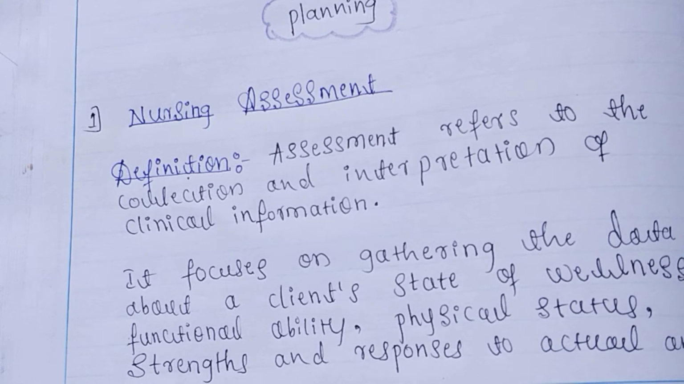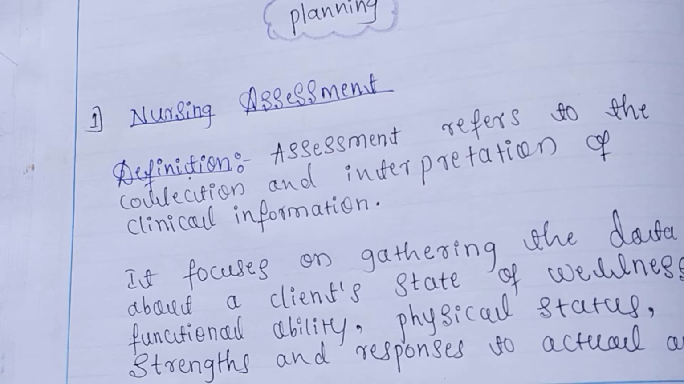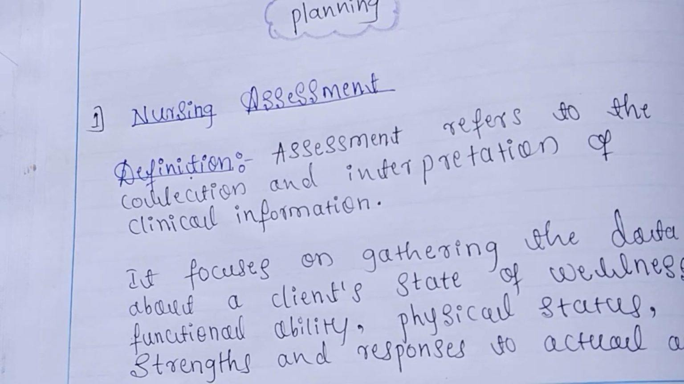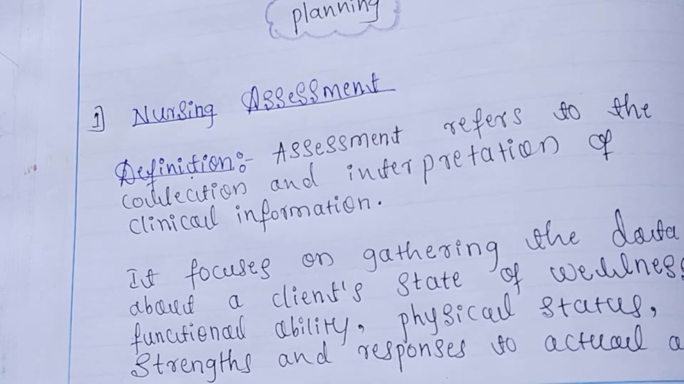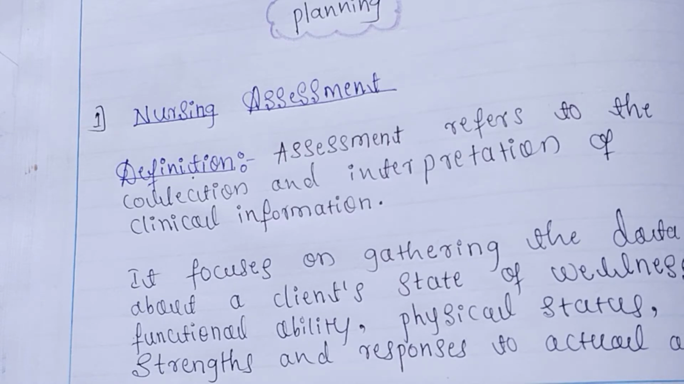Actual is whatever present problem the patient is having, and potential is a further complication that may happen in the future, that is a potential health problem. So nursing assessment is the collection of data or information about the client, actual or potential, whatever the client's functional abilities or physical status, all of that comes under nursing assessment.